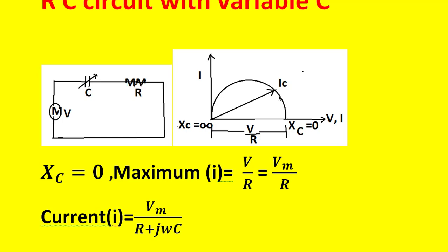If we increase the capacitive reactance instead of 0, then the angle between the voltage and the current increases, that is, the current leads the voltage by some angle. If you further increase the capacitive reactance, the resultant current comes here. If you further increase XC, it will come here. This means the current starts leading the voltage as XC increases. But once XC becomes infinity, the current flowing in the circuit will become 0. So it ends up like this, becoming a semicircle with respect to the applied voltage.